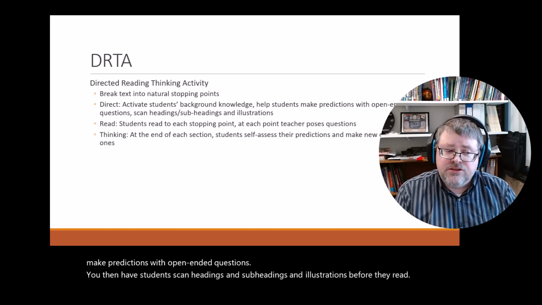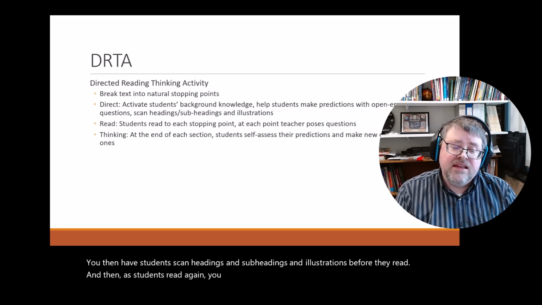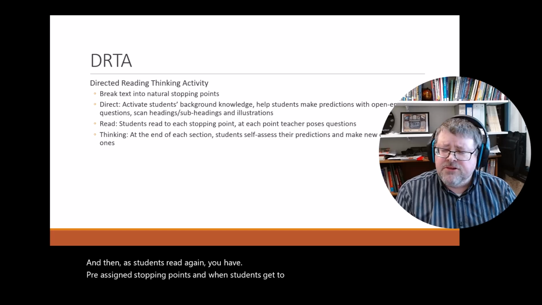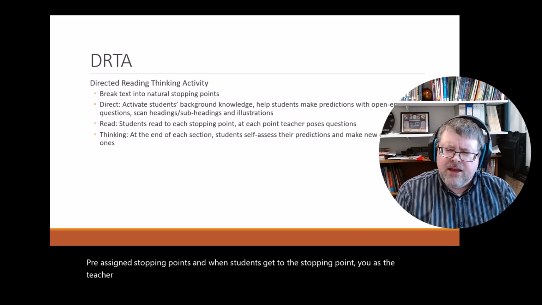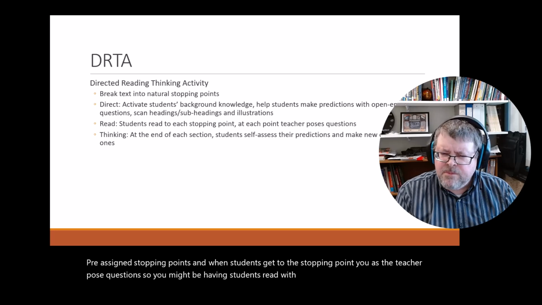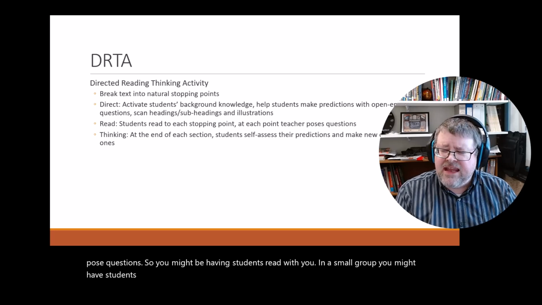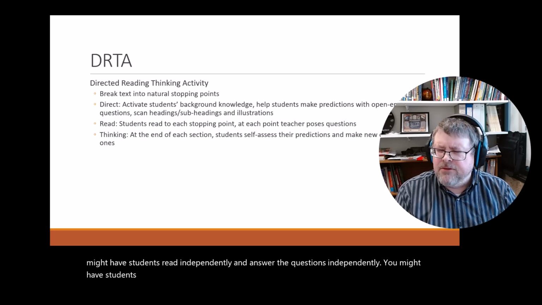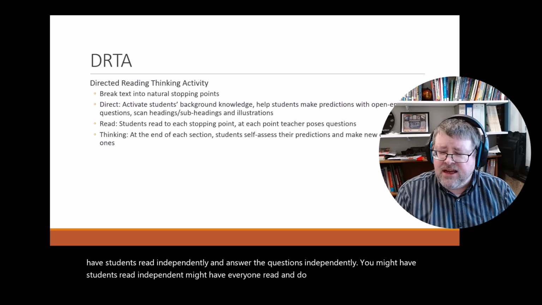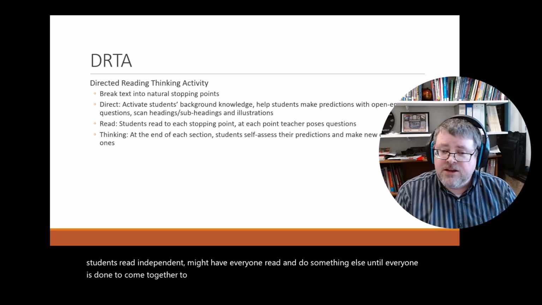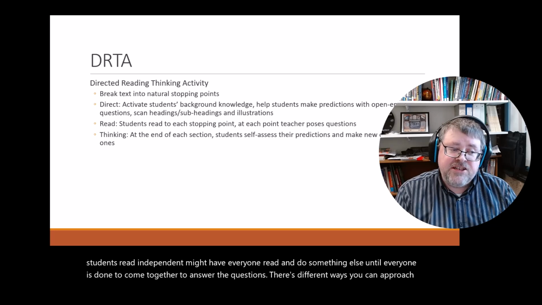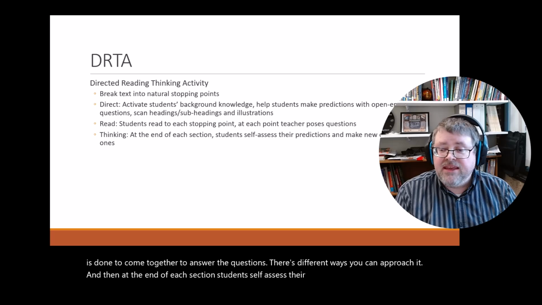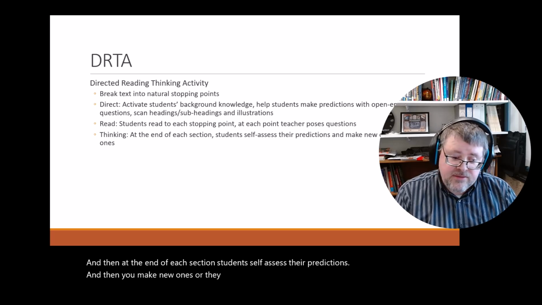And then as students read, again, you have pre-assigned stopping points. And when students get to the stopping point, you as the teacher pose questions. So you might be having students read with you in a small group. You might have students read independently and answer the questions independently. You might have everyone read and do something else until everyone is done to come together to answer the questions. There are different ways you can approach it. And then at the end of each section, students self-assess their predictions and they make new ones or they revise the ones that they made.